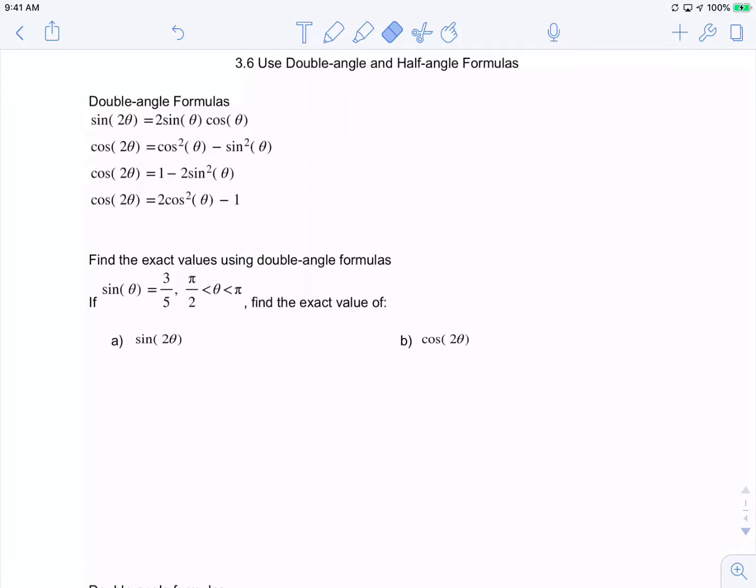Hello class. Today we're going to cover section 3.6 using double angle and half angle formulas. Here are the formulas you're going to need to know.